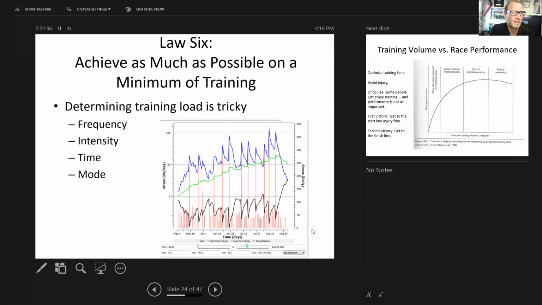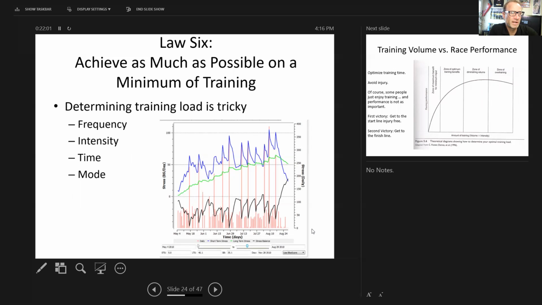Law 6, achieve as much as possible on a minimum amount of training. The trick is getting to where you can optimize your training time to maximize your performance. But this is hard. This is determining your training load. It's tricky, but it is simply a manipulation of frequency, intensity, time, and mode of exercise. Mode being swim, bike, run, hiking, whatever it is, and it ends up being strength training.